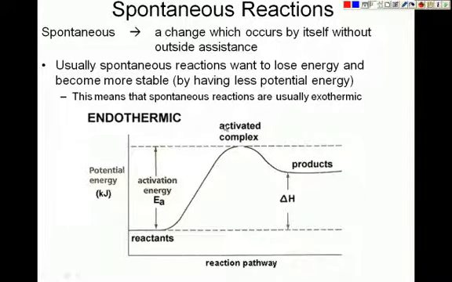So let's take a look at an endothermic reaction right here. A more stable state is something that has less potential energy. The reactants here have less potential energy, and therefore this reaction will move in this way. The reverse reaction will be favored. In other words, the forward reaction would not be spontaneous.